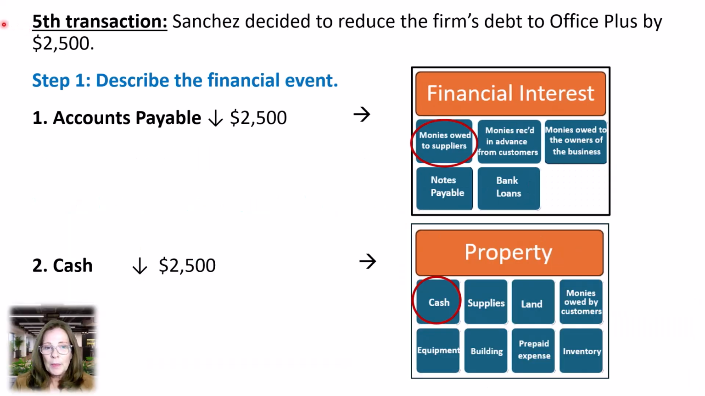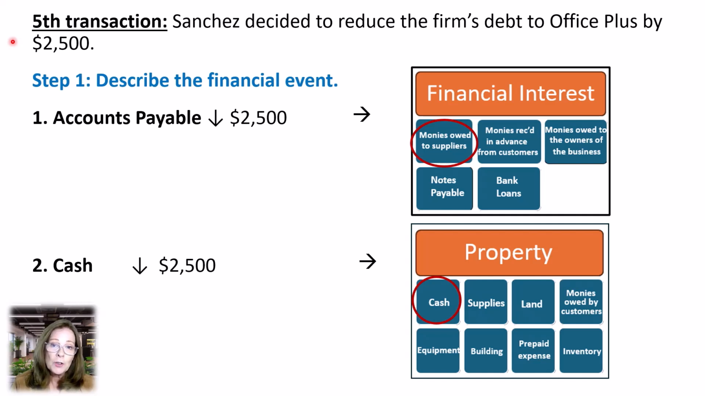Let's continue with the fifth transaction. The office manager, Sanchez, paid $2,500 to Office Plus to reduce the firm's debt. This is related to our third transaction when Eli's Consulting bought computer equipment on account from Office Plus for $6,000. When we analyzed that original transaction, we increased the equipment account and we increased accounts payable.